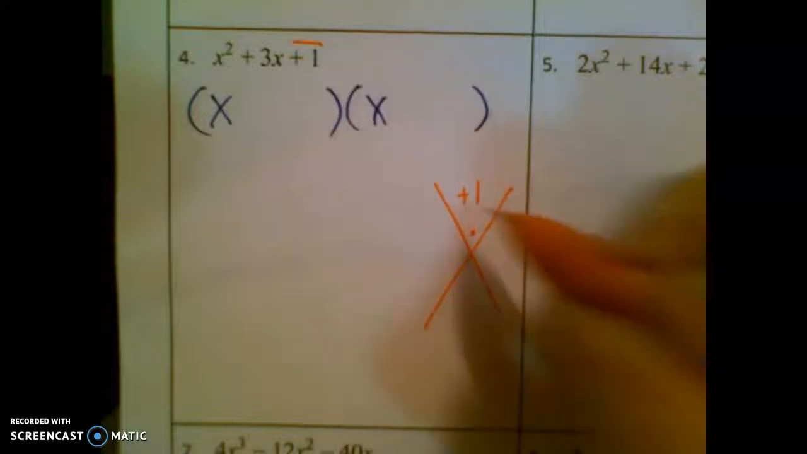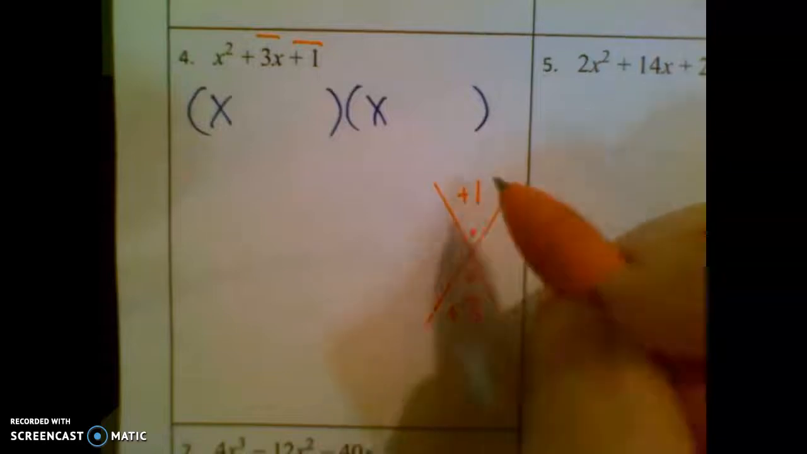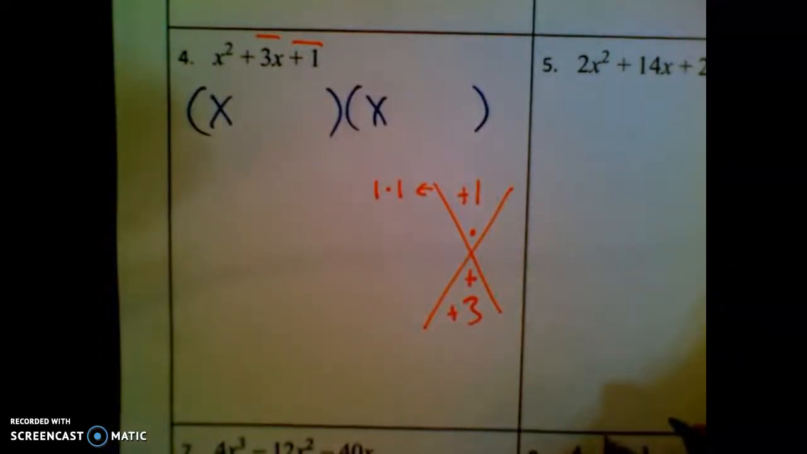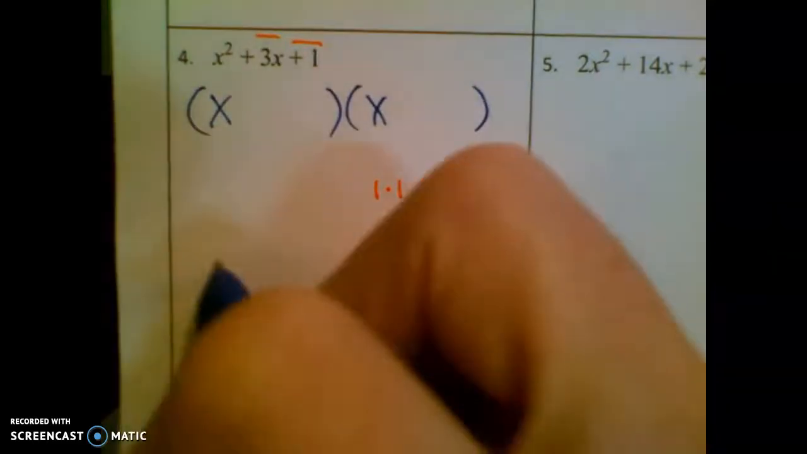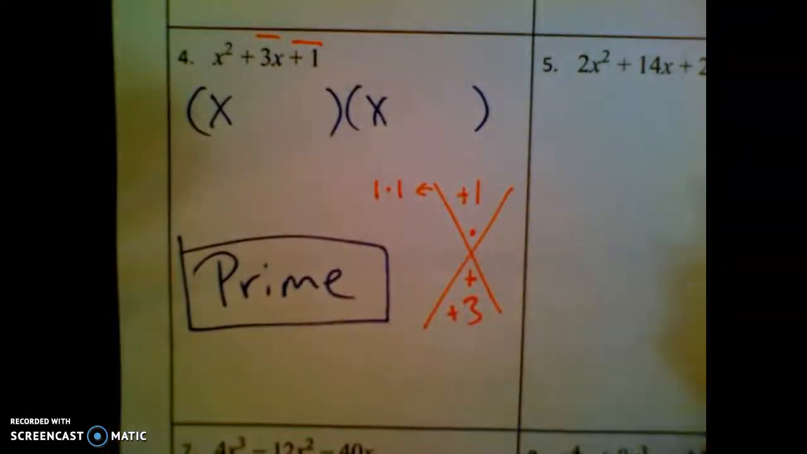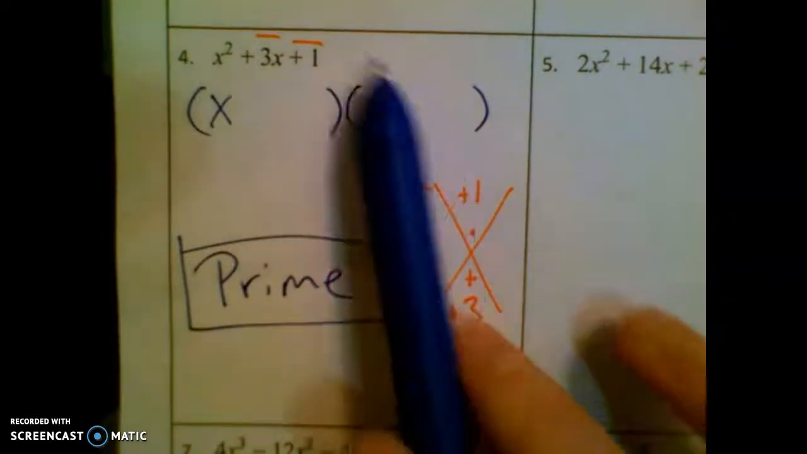What multiplies to be my last value of positive 1, and what adds to be my middle value of a positive 3? Well, what are the factors of 1? The factors of 1 are just 1 times 1. Is there any way to make 1 and 1 give me a 3? No. There is nothing I can do, so this answer actually is prime. And what prime means is that I'm not able to rewrite this guy in any other way. I cannot put in any numbers in here that when I multiply it back out will work.